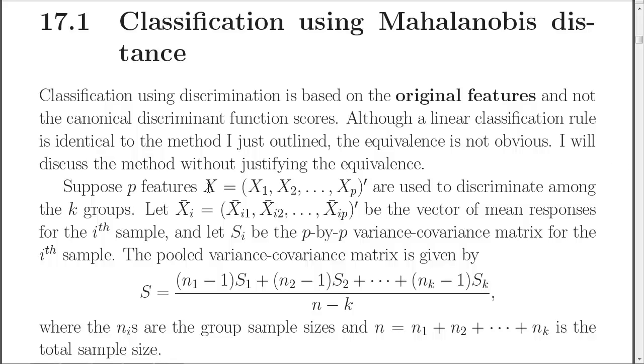So suppose we've got p features, so we've got an x vector that has p features in it. In the iris data, that was the petal length and width and the sepal length and width. That was 4 dimensions. And we had 3 groups, k equals 3. And for each of those groups, we can calculate the mean over the p features.